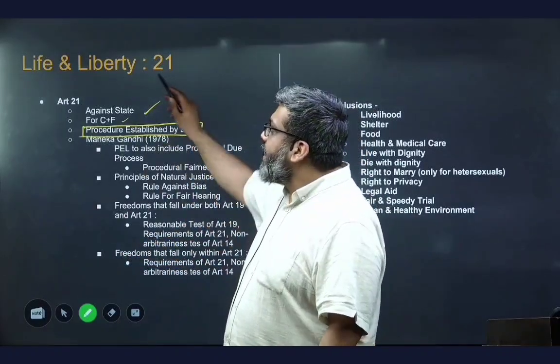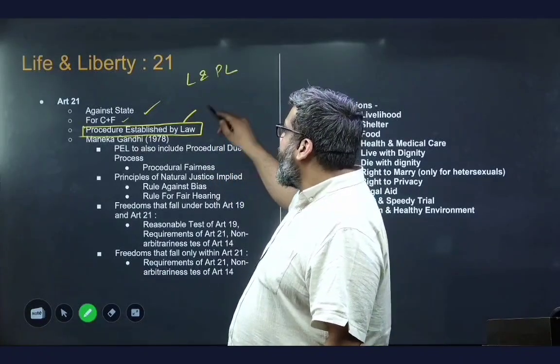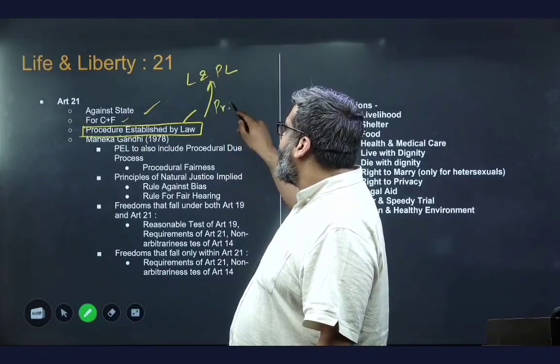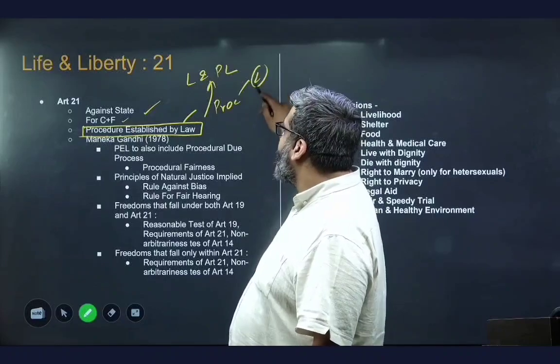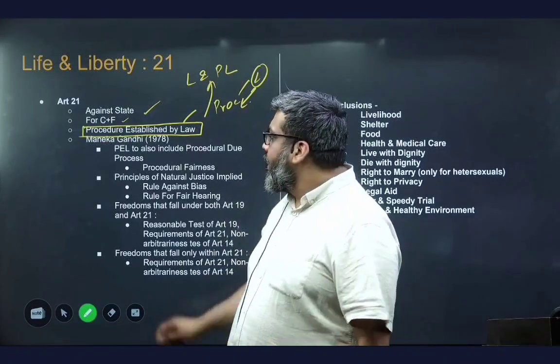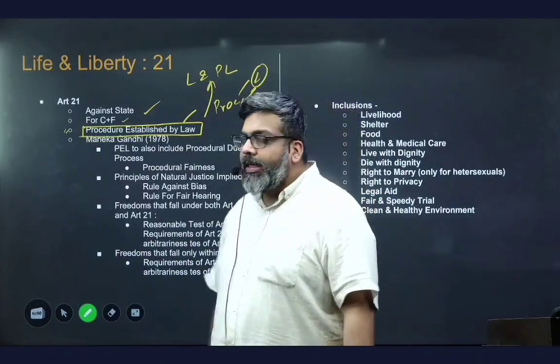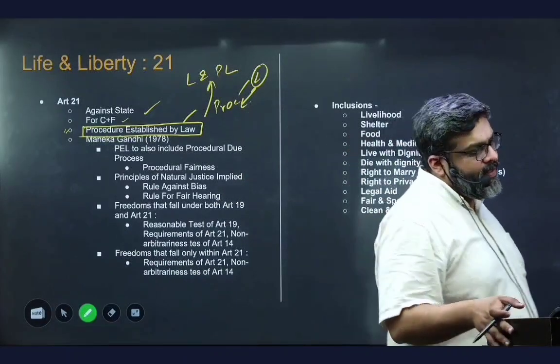The government can restrict your life and personal liberty through any procedure that the government has because the law has passed that procedure. Is it a good procedure, a bad procedure? By a simple meaning of it, doesn't matter. Which is exactly why the Menka Gandhi case in 1978 happened.